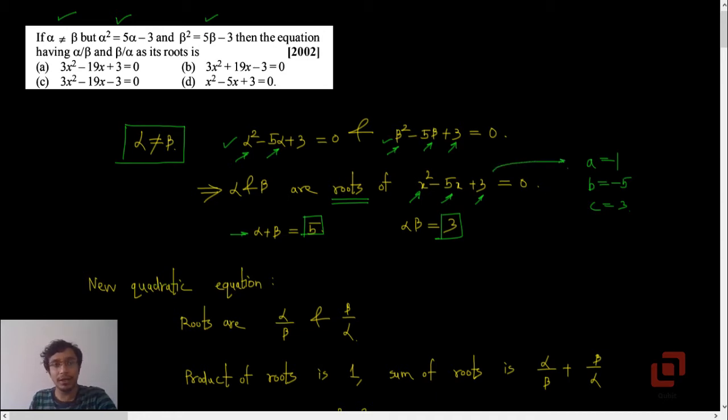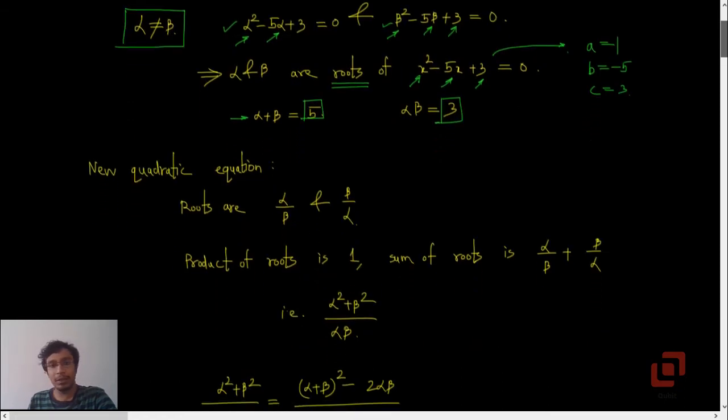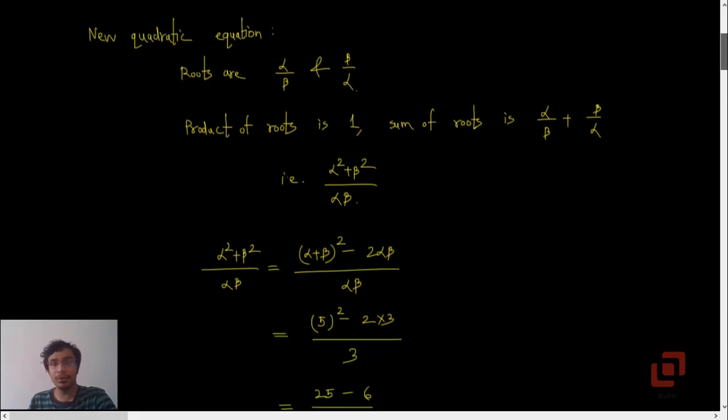Okay, so once we get a, b and c for the quadratic equation under consideration, let us now go to the required quadratic equation. They are saying that the roots of this quadratic equation are alpha upon beta and beta upon alpha. So now we will try to find the new quadratic equation. We know that its roots are alpha by beta and beta by alpha.